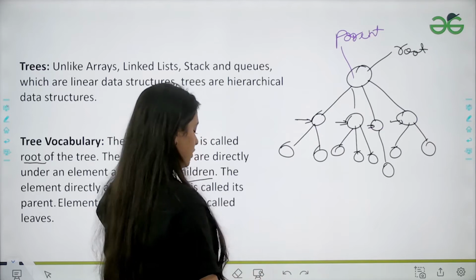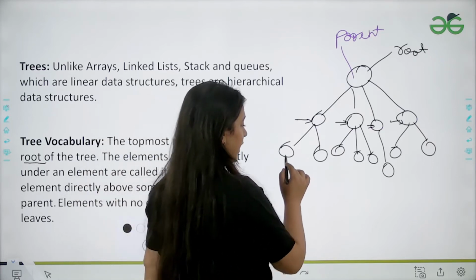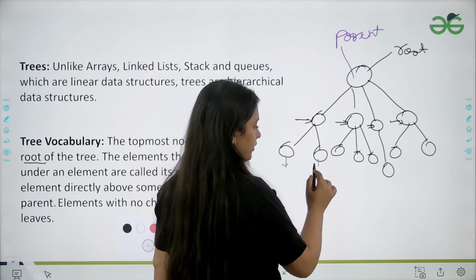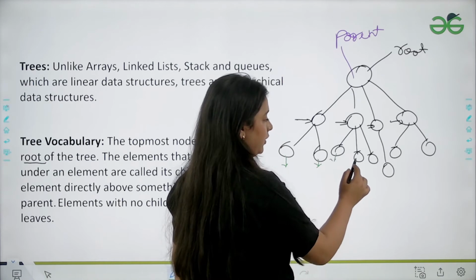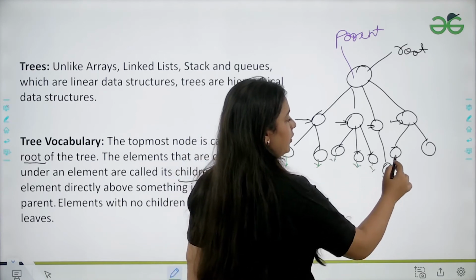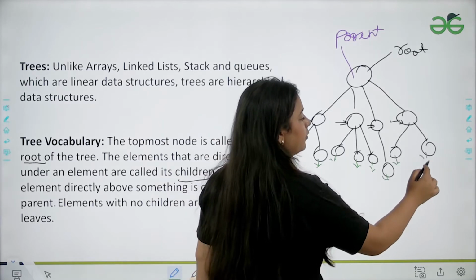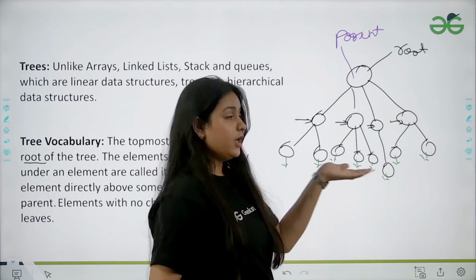Now let's talk about the leaves. So what are leaves? Basically, whatever is our end point. So this is the end point, this is also the end point. After this, there is no child. This is the end point, this is again the end point, this is again an end point. All the end points that we have, we call them leaves.